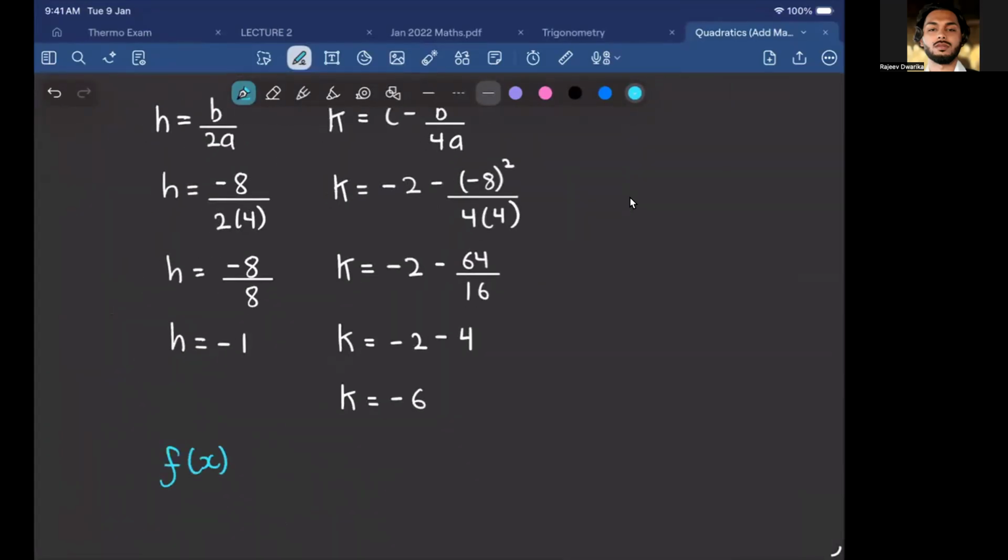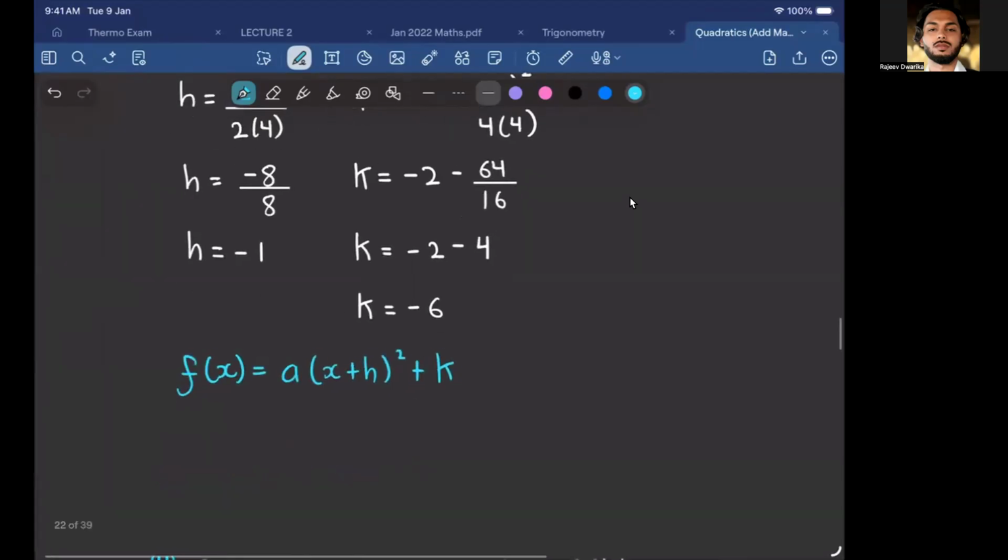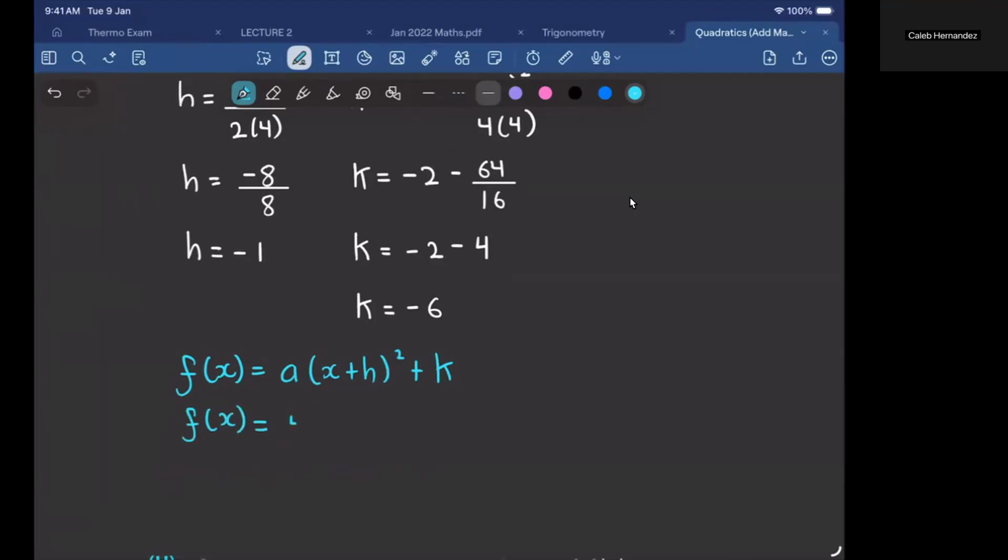So they wanted it in the form a(x + h)² + k. Now, can you remind me what was a? a is 4. All right, so a is 4. Okay, what is h? h is 1. Right, so I'm going to replace h with 1, squared. I'm going to replace k with what? Minus 6. Right. How many of you got this answer?